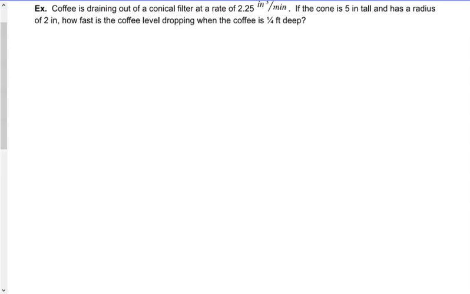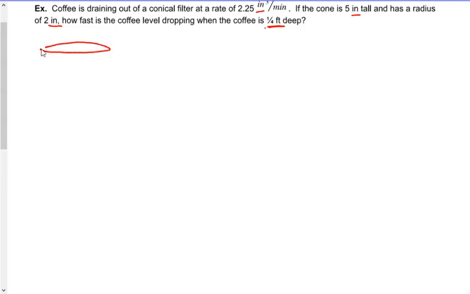So we want to make sure that, number one, and I didn't emphasize this a lot, but notice here this is in feet and everything else is in inches. So you want to make sure that you have matching units. So we're going to take that into account when we do our variables.